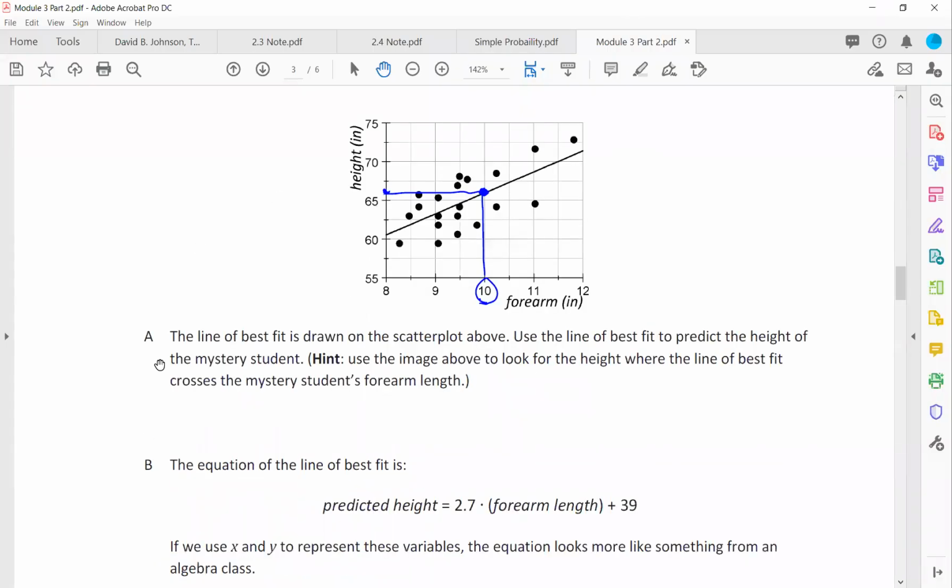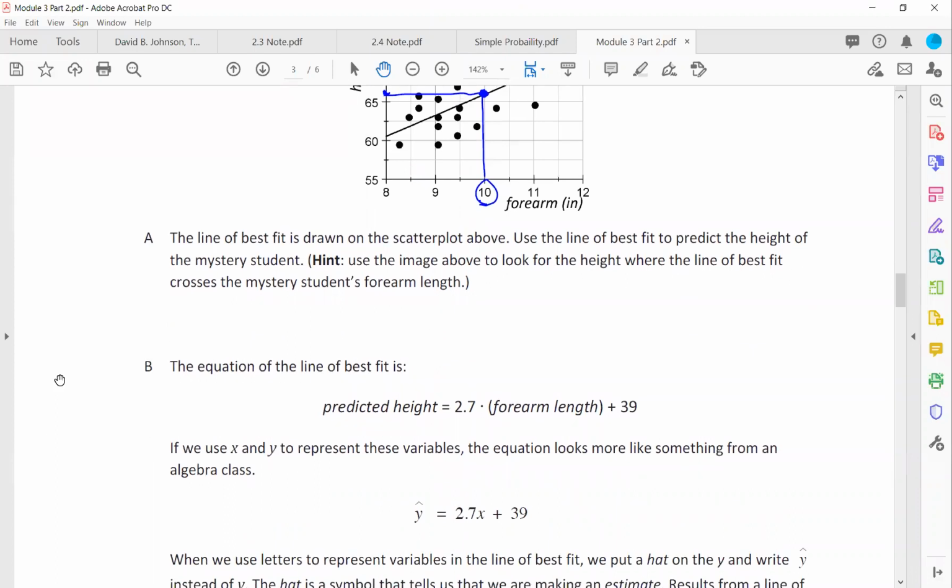Well, let's take a look at the given equation. The given equation of the regression line is 2.7 times forearm length plus 39. So y hat, or the predicted height, is equal to 2.7x plus 39. If you use your y equals mx plus b, equation of a line, as you can see, m, or the slope of the line, is equal to 2.7, and b, or the y-intercept, is 39.